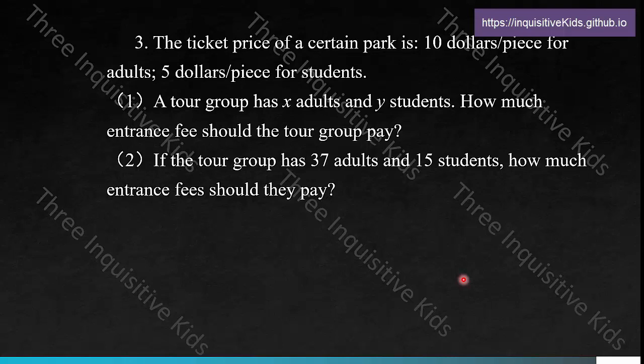Okay, so the first problem is 10x plus 5y. It already said that there's $10 per piece for adults, for one adult, and then there are x adults, so that's going to be 10x. And then we have to add the amount for the students, and there are y students, so that's $5y for the students, so that's 10x plus 5y.